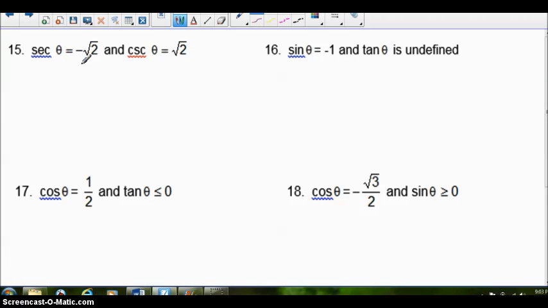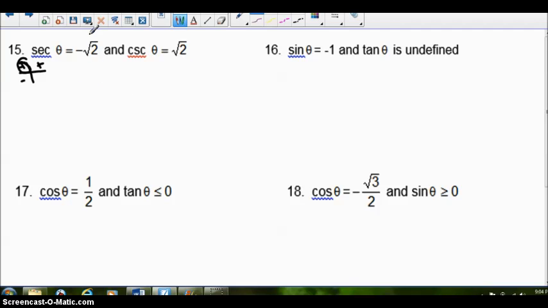So, when secant theta equals negative square root of 2 and cosecant theta equals square root of 2. Right, so secant theta is going to be negative in the second and third quadrants. Cosecant is going to be positive in the first and second quadrant, which means our angle will have to be in the second quadrant. Okay. All right. So now where in the second quadrant?